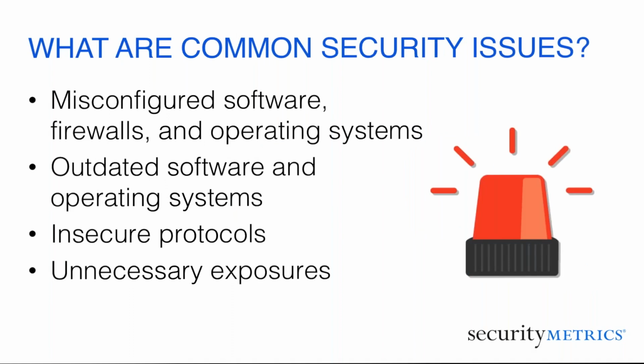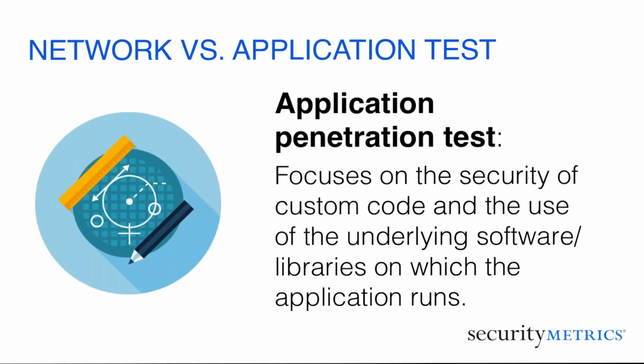Pretty straightforward: a network penetration test is an assessment that focuses on the design, implementation, and maintenance of a network and the services hosted on it. Let's translate that to something meaningful. A network penetration test helps identify misconfigured software, firewalls, or operating systems, outdated software and operating systems, insecure protocols, unnecessary exposures, things of that nature. These are the categories of security issues that a network assessment really focuses on. It's important to note that the security issues we're identifying here are in software that was not written by the organization.